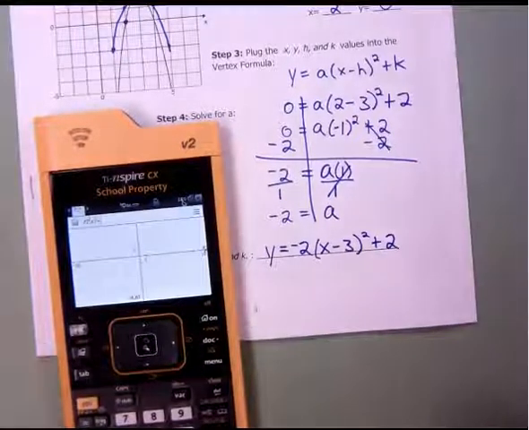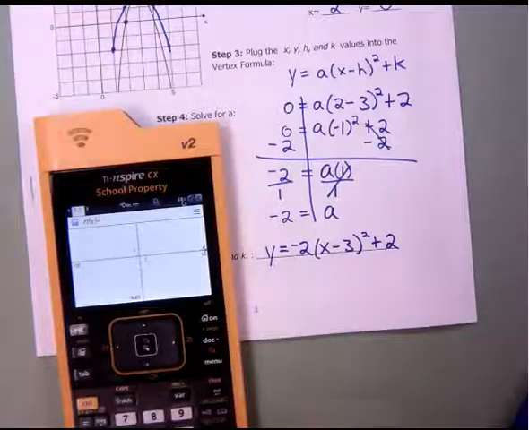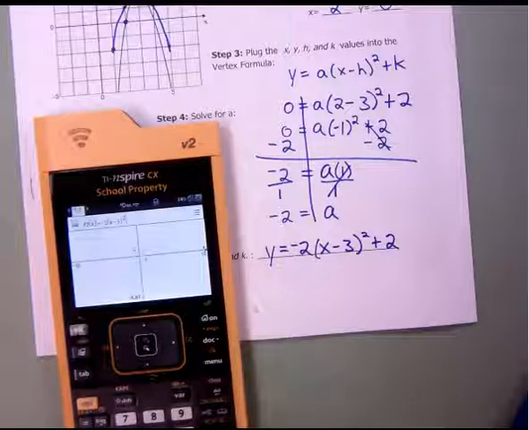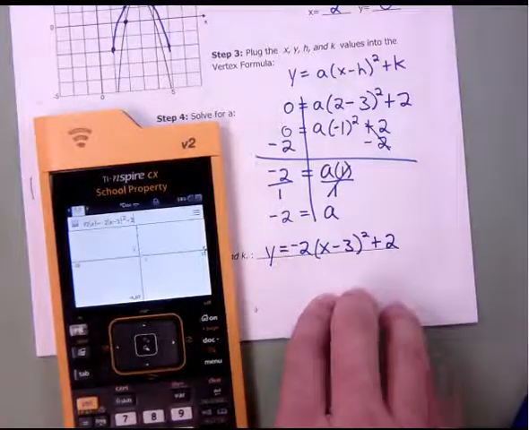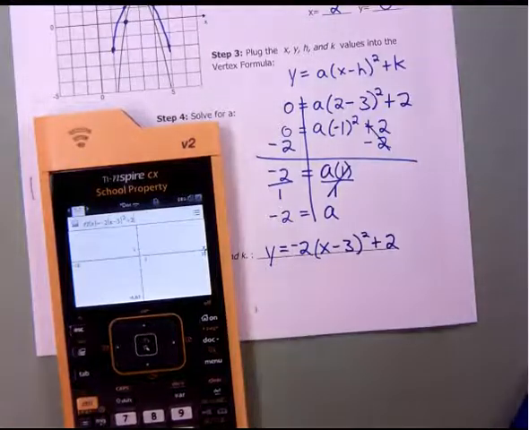Okay. Now I just type in what's on the right side this time. So -2(x - 3)^2 + 2. Type it in exactly as I see it. Once it's in, I hit enter.